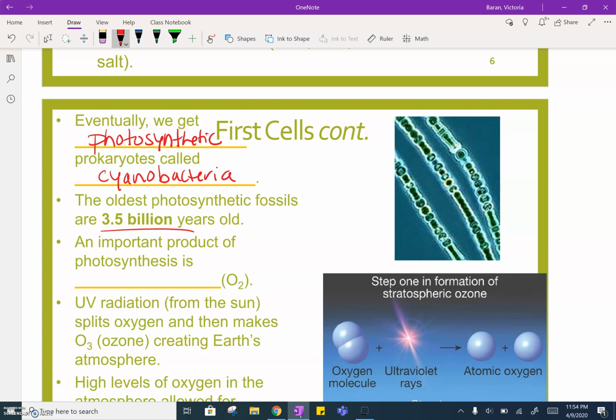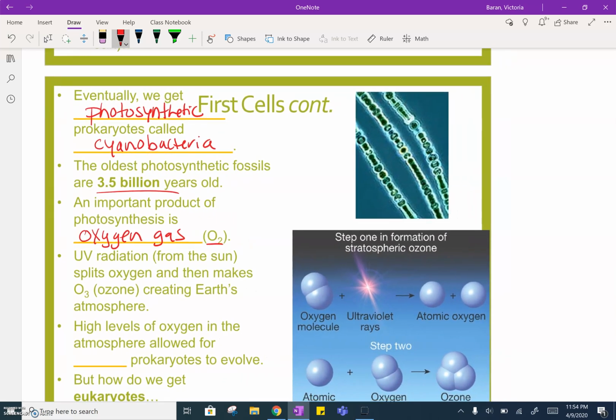Now, this is super important because a product of photosynthesis is oxygen gas, which we often abbreviate as O2. Now, this is important not just for the organisms that we have on Earth in the moment, but also when oxygen gas reacts with UV radiation, UV light from the sun, it actually helps us to create O3, which is ozone. So this is actually helping to form the ozone layer of Earth and thus our atmosphere.